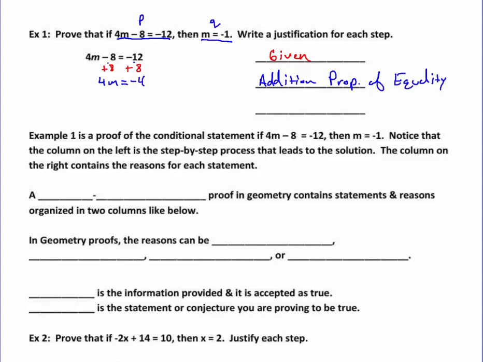Okay? Then the next step we do is we divide both sides by 4, and we get that m equals negative 1, which is what we were supposed to prove. And the last step we did was the division property of equality.